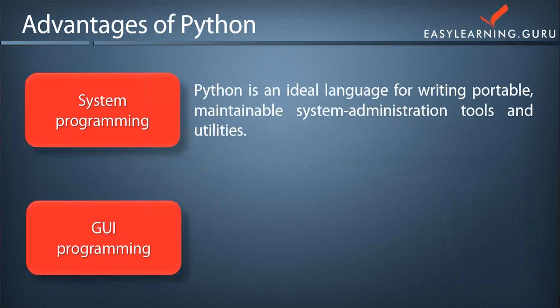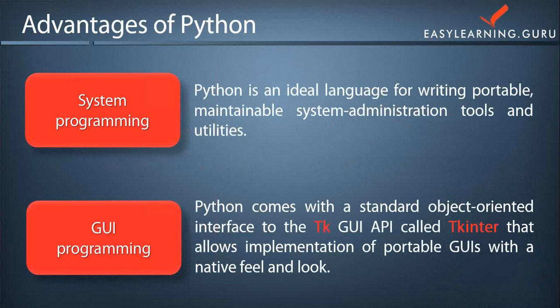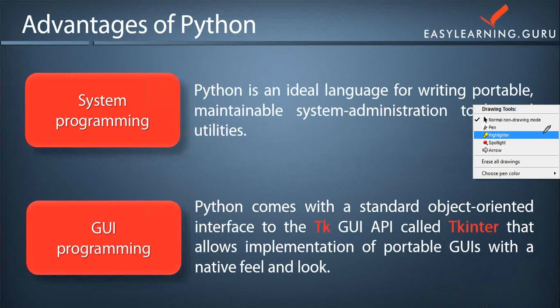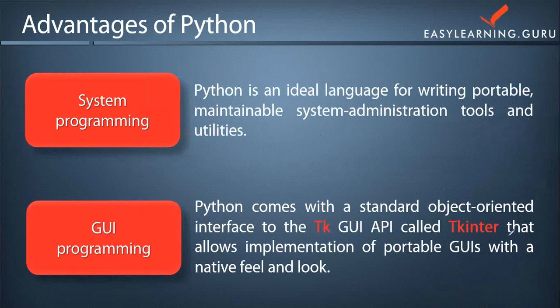Next advantage that Python provides is GUI programming. Now, Python's simplicity and rapid turnaround make it a good match for graphical user interface programming on the desktop. Therefore, Python comes with a standard object-oriented interface to the Tk GUI API called Tkinter that allows implementation of portable GUIs with native look and feel. So that is the GUI programming that Python provides you.